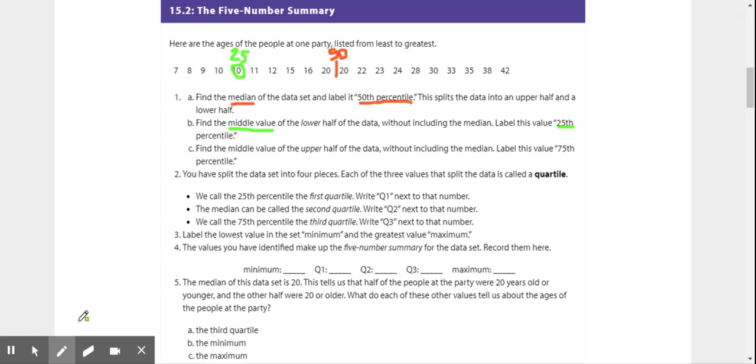Now we're going to find the middle value of the higher end. I'll color that blue. Remember, we can't use the median. The median is 20. So we're going to skip 20 and go 1, 2, 3, 4. We're going to circle this one because it's in the middle, because there are 4 more values higher than that. And this is going to be our 75th percentile.